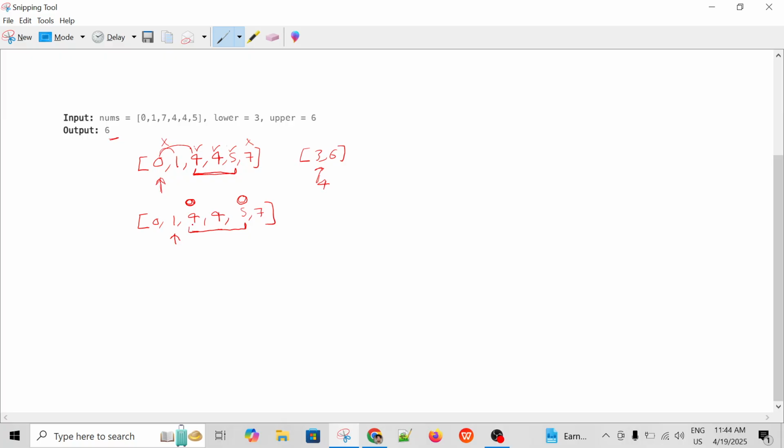Therefore you can see that these 3 are contributing to the answer and these 3, so the output is 6. Similarly, if you try to find out for the next element 1, 4, 4 and 5 and 7, I will start from this index. 4 and 4 is 8, it is already out of bound. So this will not be the starting index, this will also not be the starting index, this will also not be the starting index, so we will reach here.